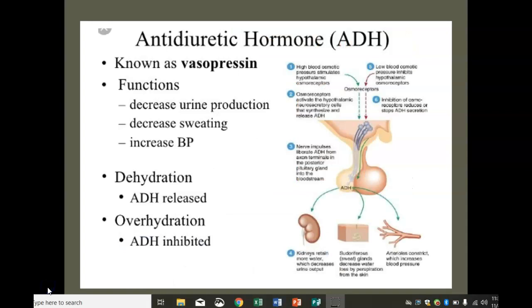So antidiuretic hormone, or ADH, is also known as vasopressin. And what that can do is it decreases urine production when your osmoregularity, or the tonicity in your blood, gets too high. So if you have high blood osmotic pressure, it stimulates the hypothalamus, which creates more aquaporins within the nephrons inside of your kidneys. And what that does is it allows more water to move out of your kidneys and back into your blood.